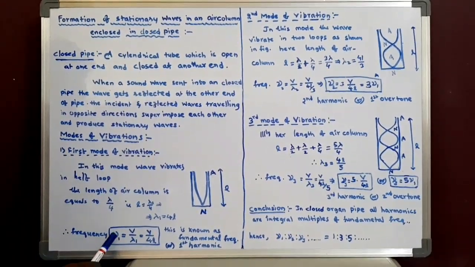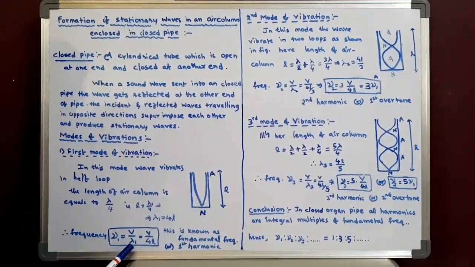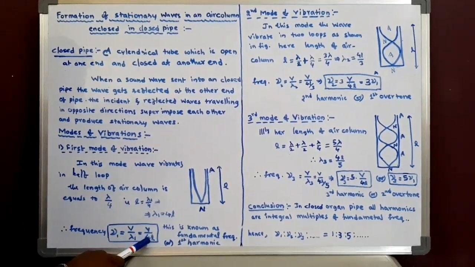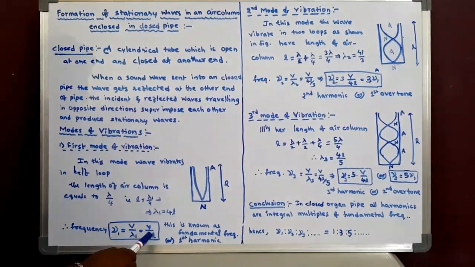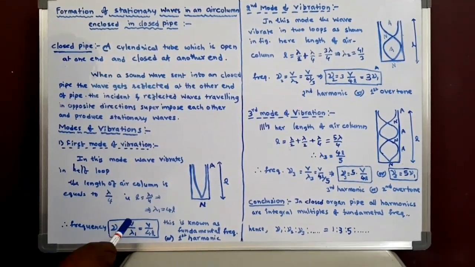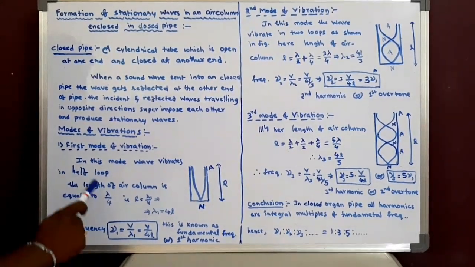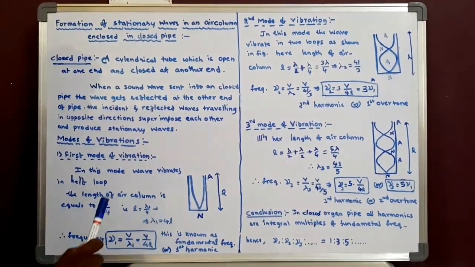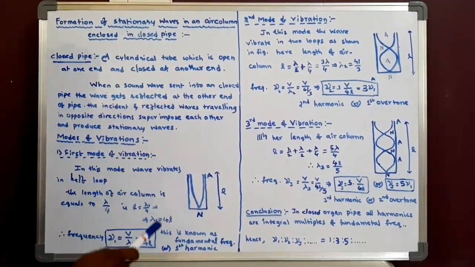So frequency nu 1 is equal to V by lambda 1. Lambda 1 is nothing but 4L, so you can write nu 1 equals V by 4L. This is named the fundamental frequency. The frequency we get in the first mode of vibration is named the fundamental frequency or first harmonic.